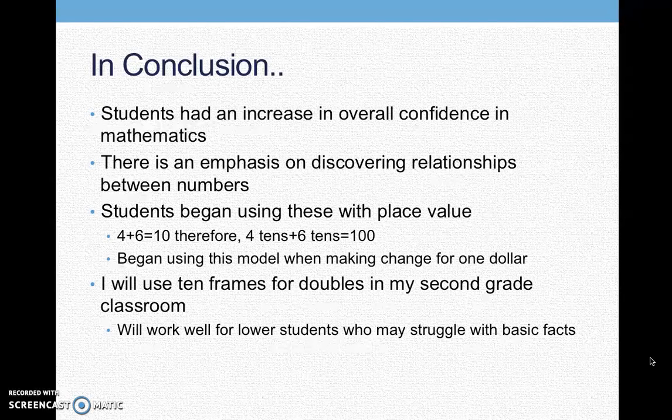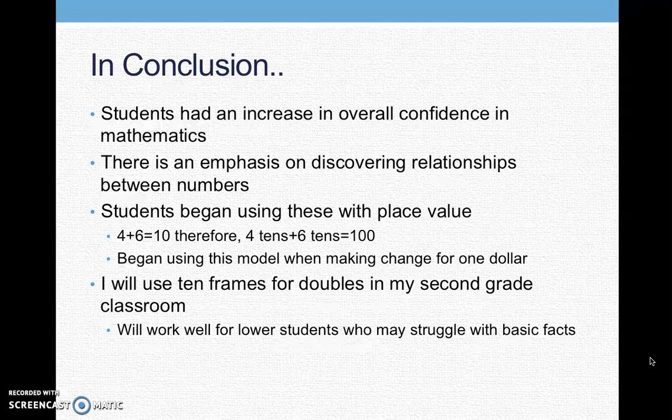Students began using these with place value later in the article, so 4 plus 6 equals 10. Therefore, 4 10s plus 6 10s equals 100. They also began using this model when making change for $1. They didn't discuss how they use this model for making change. They just said that they eventually did use this model for making change. So I would love to see that in a workbook, of how they use dimes and nickels and pennies to make 10 frames to make change for $1.